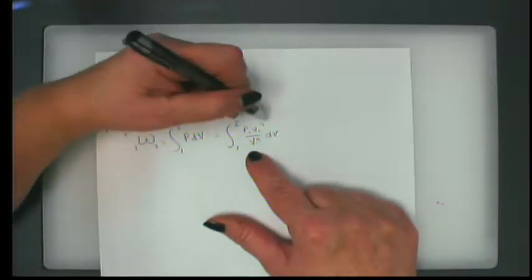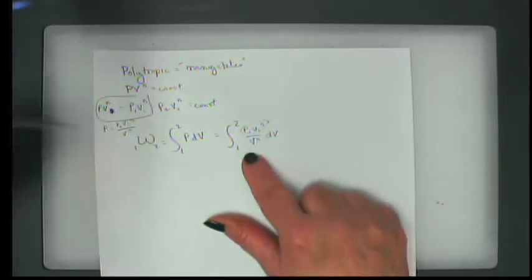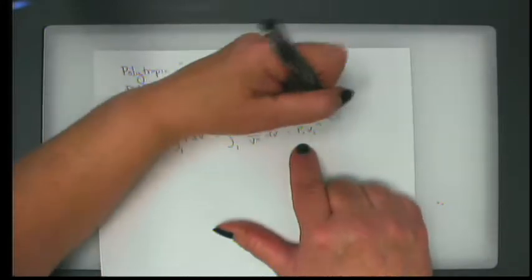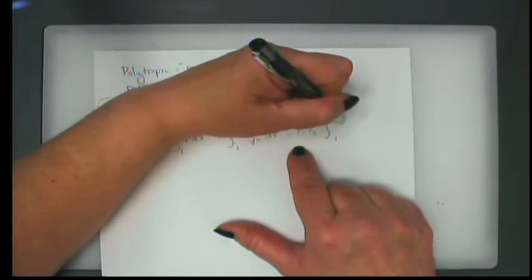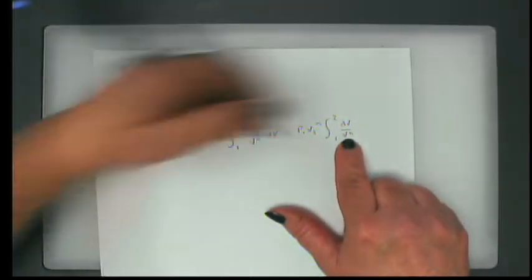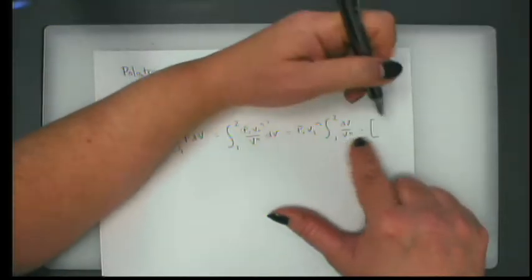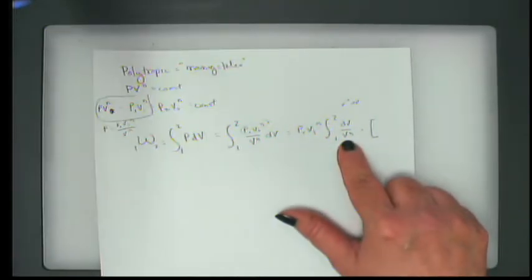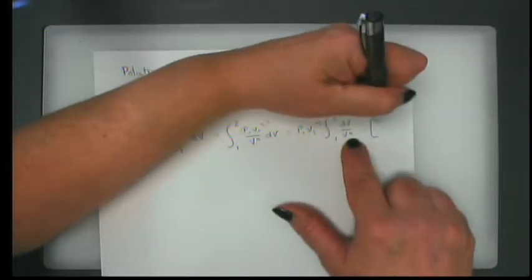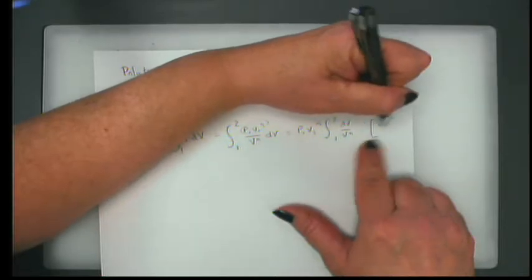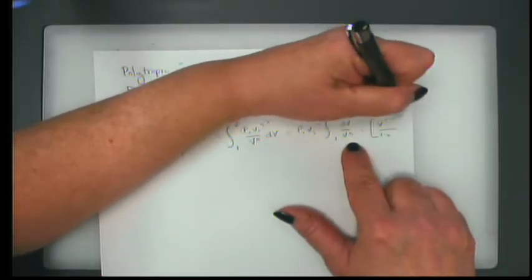And then we further know that P1 V1 to the N is a constant. So we can pull that outside of the integral. And then we have a dV over V to the N, which is V to the negative N, right? So when we do this integral, it becomes, if you think about this as being V to the negative N dV, this is going to become V to the minus N plus 1, or 1 minus N, over 1 minus N, evaluated at V2 and V1.